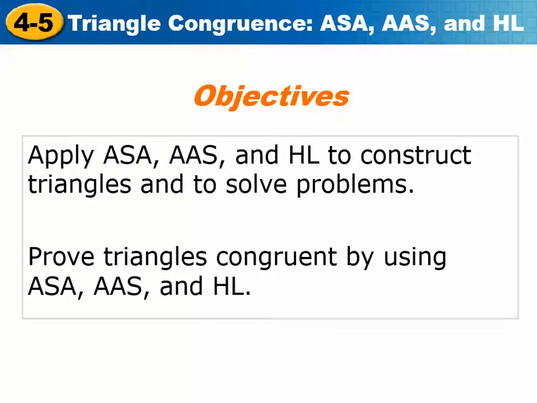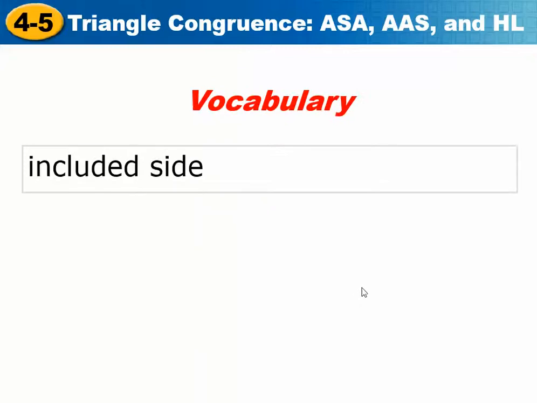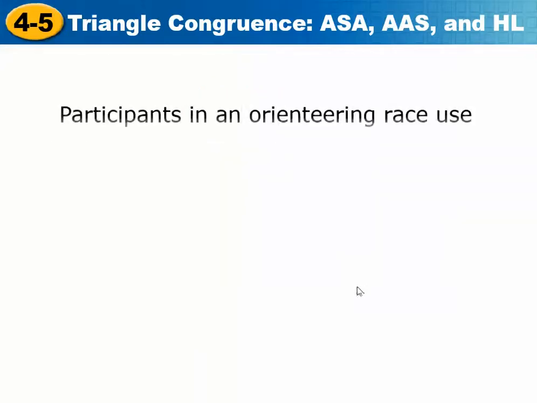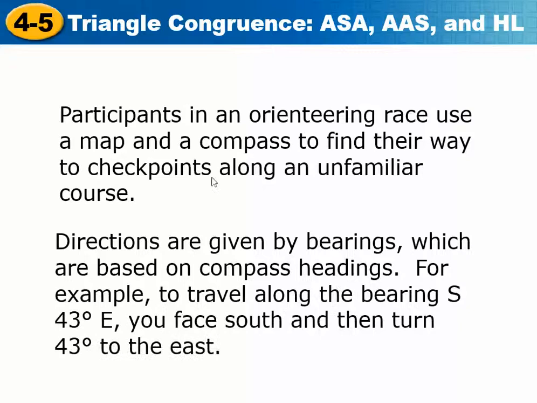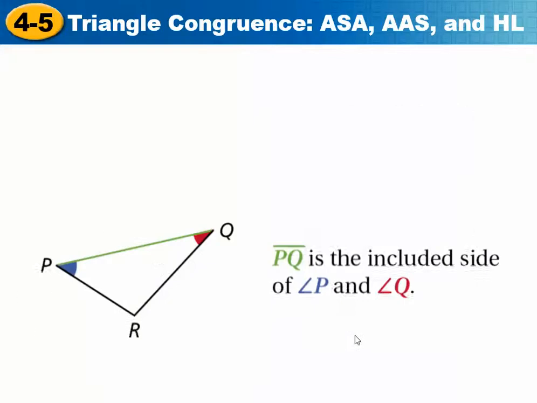Our objectives are to use angle-side-angle, angle-angle-side, and hypotenuse-leg to construct triangles, to solve problems, and to prove that triangles are congruent with those theorems. The included side is the only term that we have to talk about, and we're skipping this other part of the section.